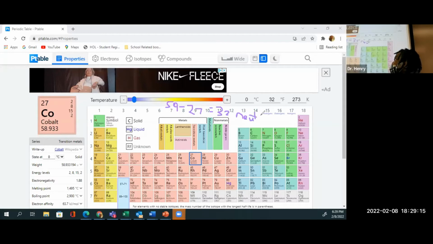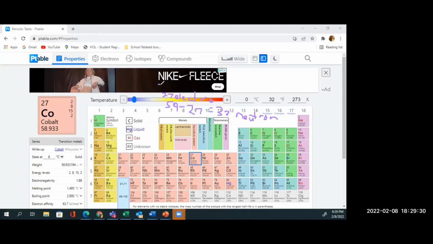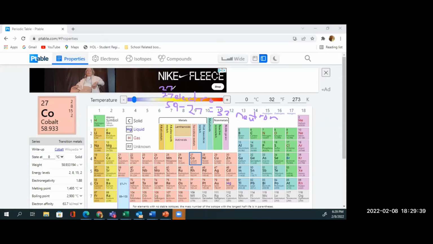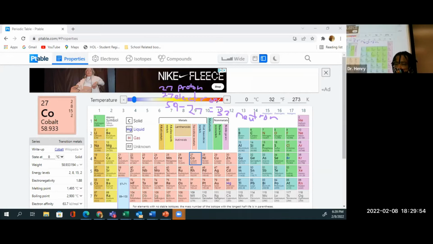How many electrons? 27. So 27 electrons and 27 protons. So pretty much to get the neutrons, you subtract the protons from the mass number. And then you have the same number of electrons as you do protons. Okay, you guys got that? I'll try one more just for the road.